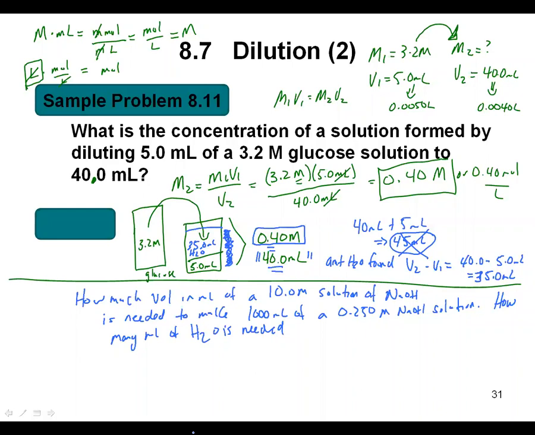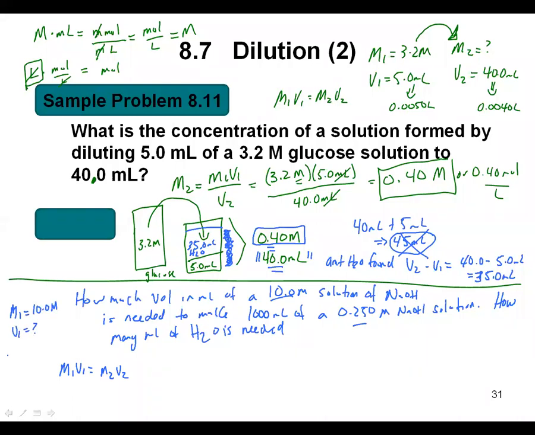Okay, so same idea here. We're doing a dilution. We're not doing any type of reaction. We're starting with sodium hydroxide and we're ending with sodium hydroxide. The only difference is the molarity is going down, as we can see, it goes from 10 molar to 0.25 molar. So we are going to do our M1 V1 equals M2 V2. In this particular case, our M1 is going to be 10 molar. Our V1 we actually don't know.